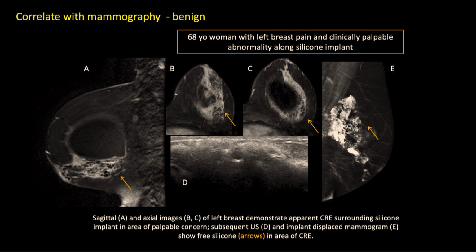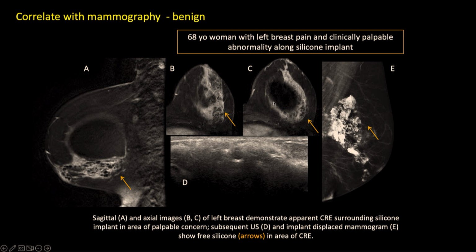This is a 68-year-old woman who had left breast pain and a clinically palpable abnormality along the silicone implant. So she initially came to us prior to a mammogram or ultrasound. She went straight to MRI, which I'll talk about later is not the appropriate use. But you can see here she has this more heterogeneous, even clustered ring appearance in the segmental distribution abutting the implant. And you can see it as well enhancing on the axial views.